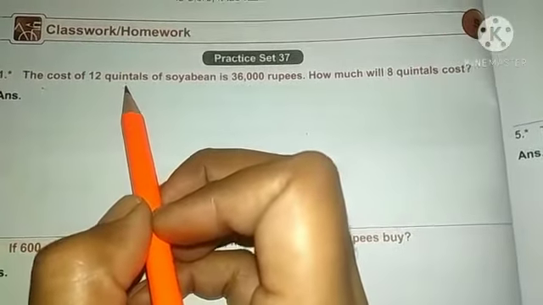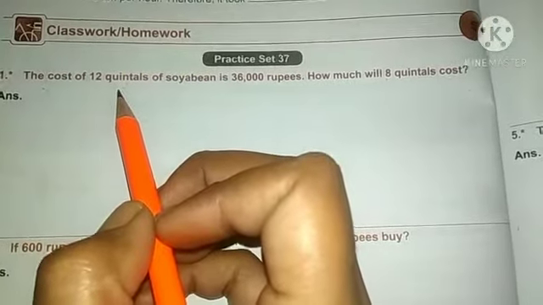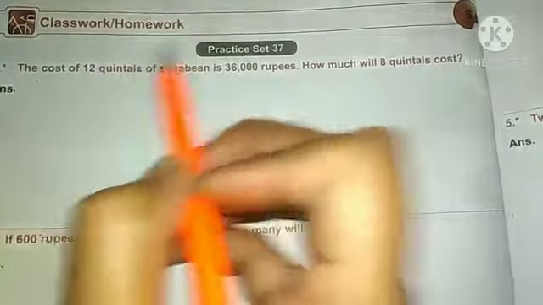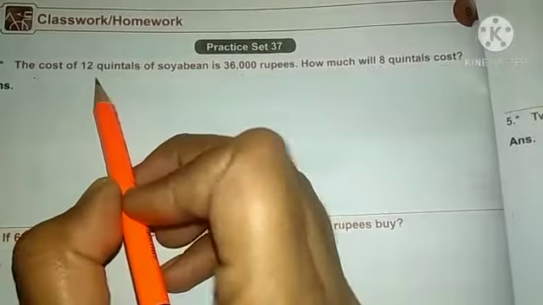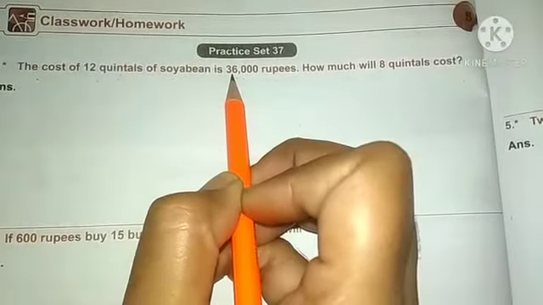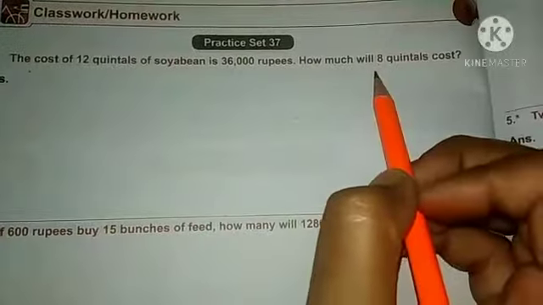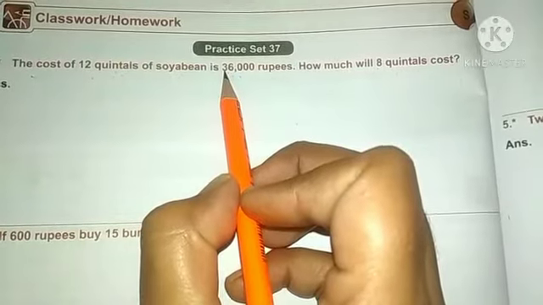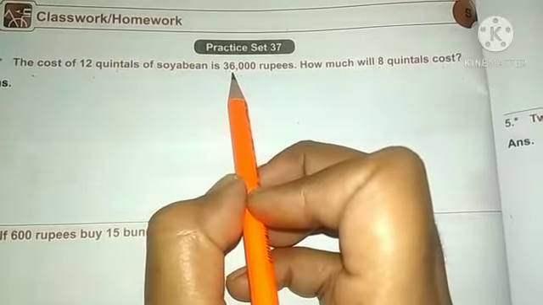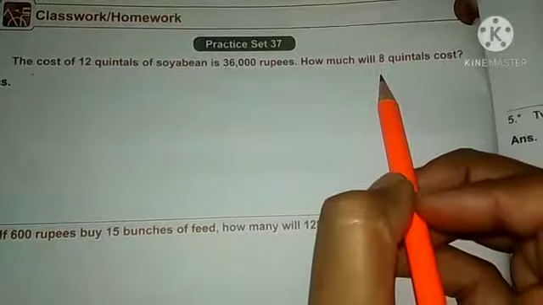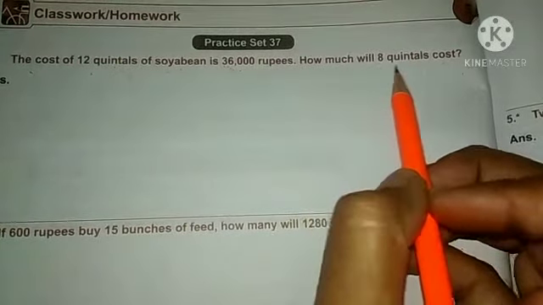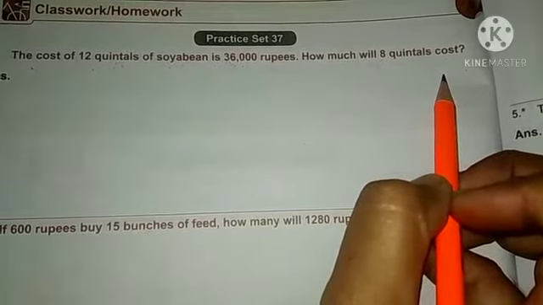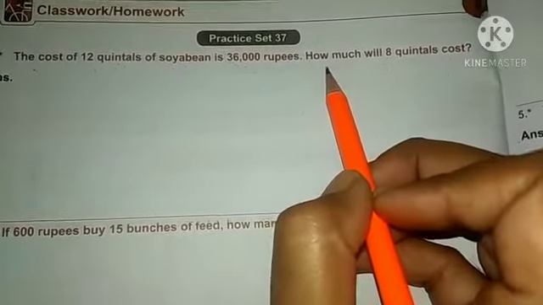Now see how you will find out whether it is inverse or direct. As the number of quintals of soybean increases, the cost will also increase. For 12 quintals of soybean, we are paying 36,000 rupees. Clear? Now for 8 quintals, what will you pay? More than 36,000 or less than 36,000? Yes, you will pay less than 36,000. Why? Because the number of quintals of soybean decreases, so the cost will also decrease. Clear? Means the first quantity is decreasing, the second quantity will also decrease. So this is an example of direct proportion.